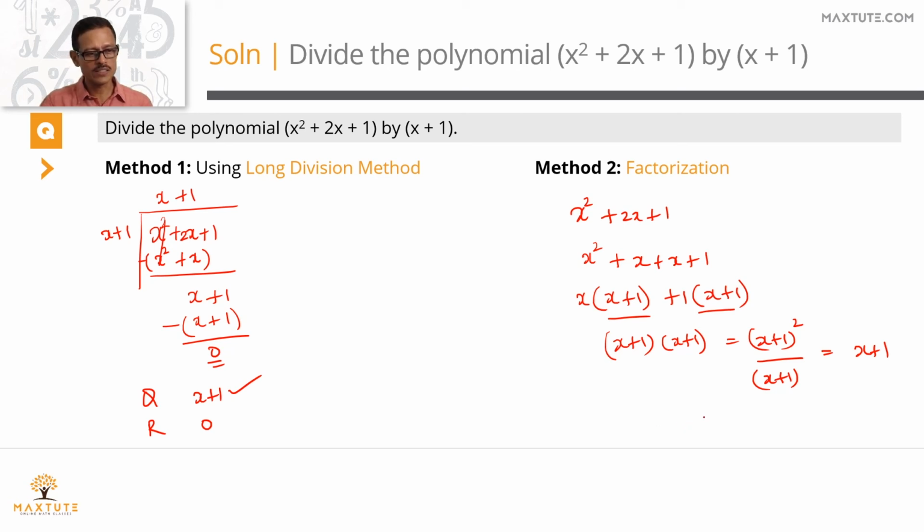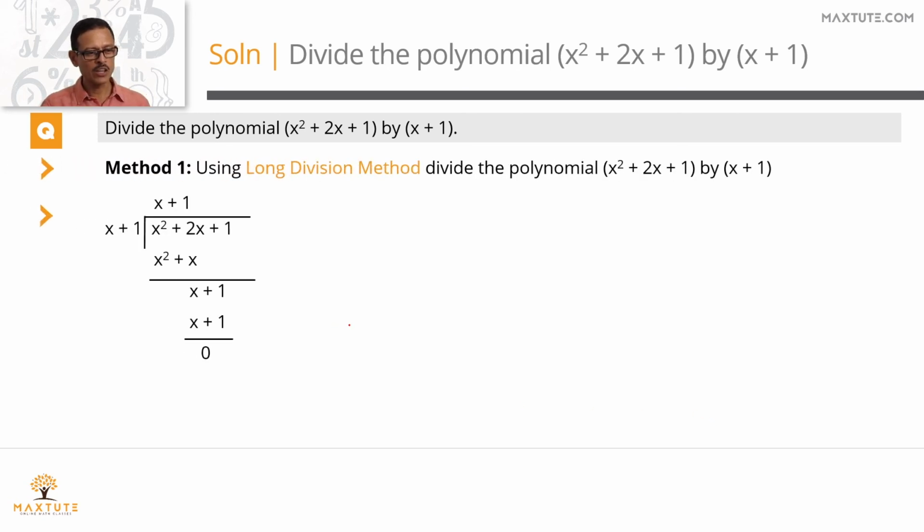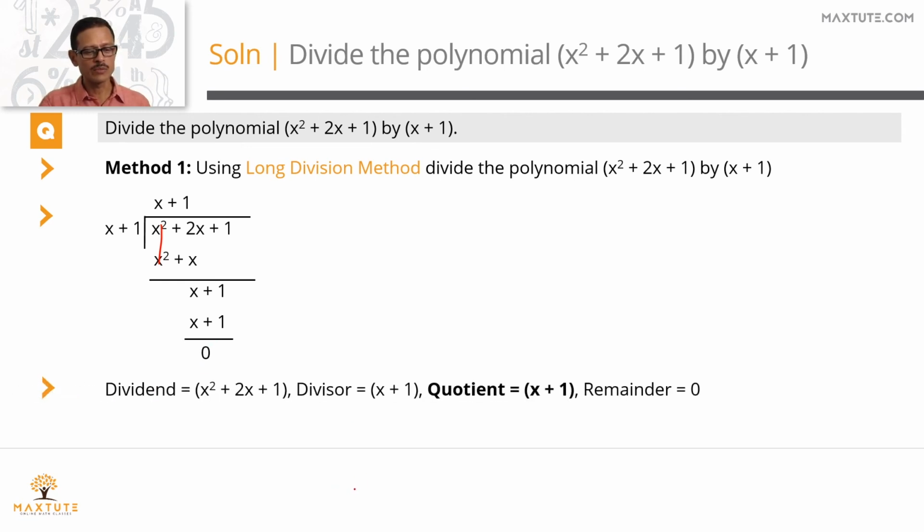Quickly summarize both these methods in a printed form. Using the long division method, first term of the quotient is x, leaves us with x square plus x. These two will get cancelled. 2x minus x is an x. Bring the 1 down. So again, second term of the quotient is a 1. Gives us an answer, x plus 1 minus x plus 1, which is 0. So the remainder is 0. Quotient is equal to x plus 1. So the answer is x plus 1.